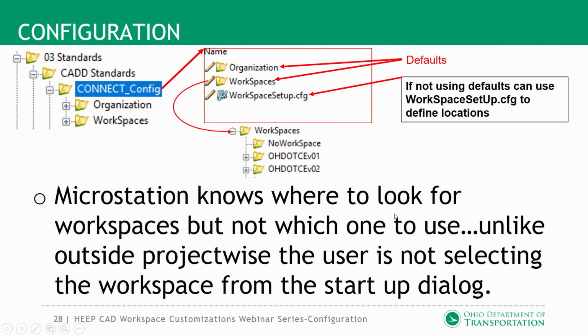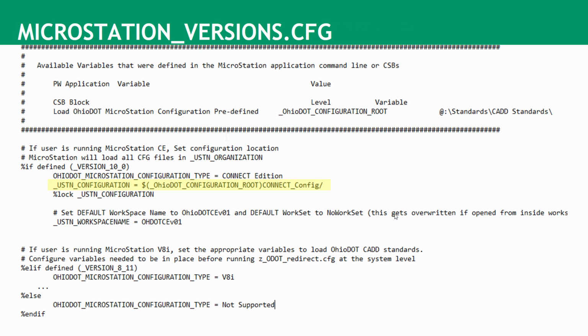Okay, so let's take a closer look here. If I look inside the migration versions config file, again, this is what's being kicked off by the block file when I open a new DGN file. In here I just have a simple if statement that says if defined version 10.0. That basically means, did I choose to open this DGN file with a Connect Edition product, Migration Connect or a Connect? If I did, then I want to set the USTN configuration variable.